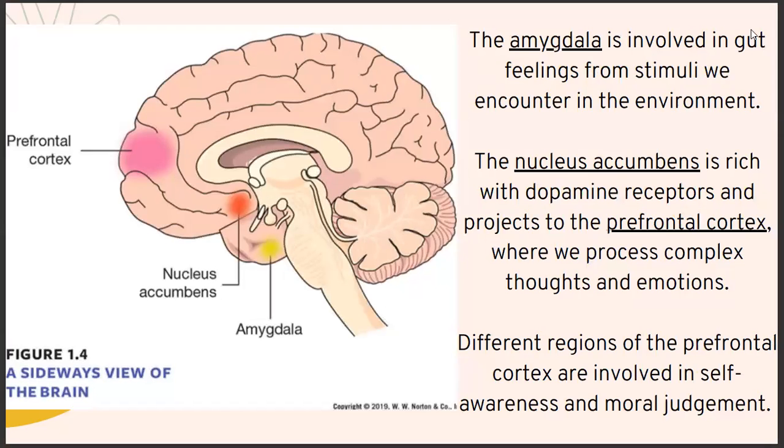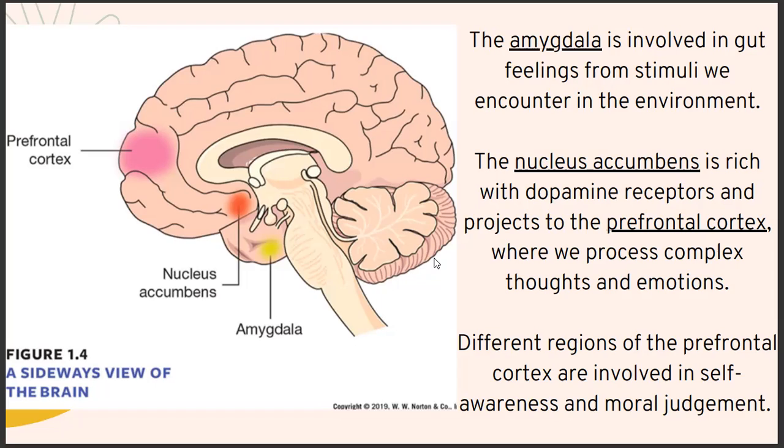So we see here the amygdala, which is involved in gut feelings from stimuli we encounter in the environment. Those gut feelings that tell you maybe I should turn around and go home, or maybe this just doesn't feel right, or I need to keep doing something because this is what's going to keep me safe. That is where those feelings come from. So you may say you feel it in your gut, but it's coming from your brain, from your amygdala. So maybe next time you say, I have an amygdala feeling, maybe not a gut feeling. That might sound a little too corny.